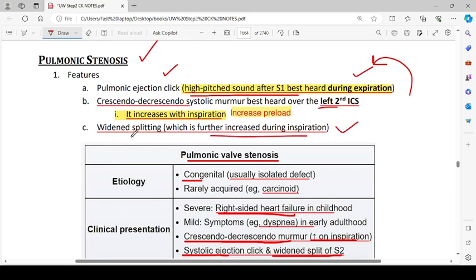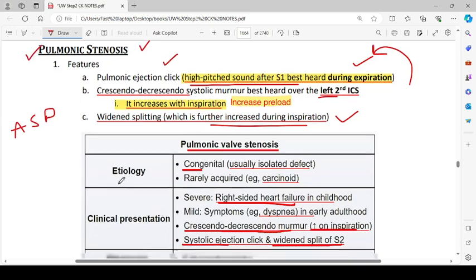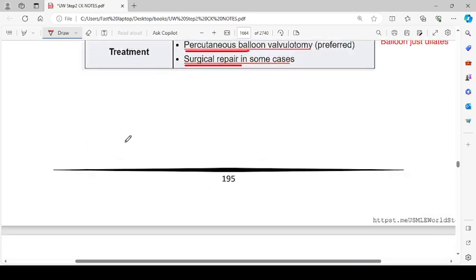Do you remember which condition has a characteristic wide fixed splitting? That was ASD, right? And now this is the second condition, pulmonic stenosis, which has widened fixed splitting. The pathogenesis of wide fixed splitting is the same in both conditions. Now, suppose this is the S1 heart sound and the S2 heart sound has two components. This is the A2 component and this is the P2 component. A2 comes from aortic valve closure, and P2 comes from pulmonic valve closure.